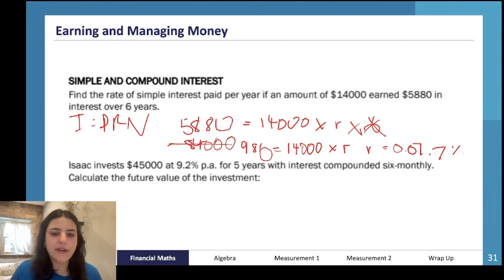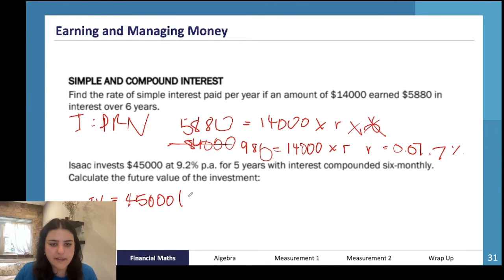Isaac invests $45,000 at 9.2% per annum for 5 years with interest compounded 6 monthly. Find the future value of the investment. So we're looking for our future value. We've got $45,000 invested at 9.2% per annum, but it's compounded 6 monthly. So that's twice a year. So the actual rate is going to be 4.6%, so 0.046.